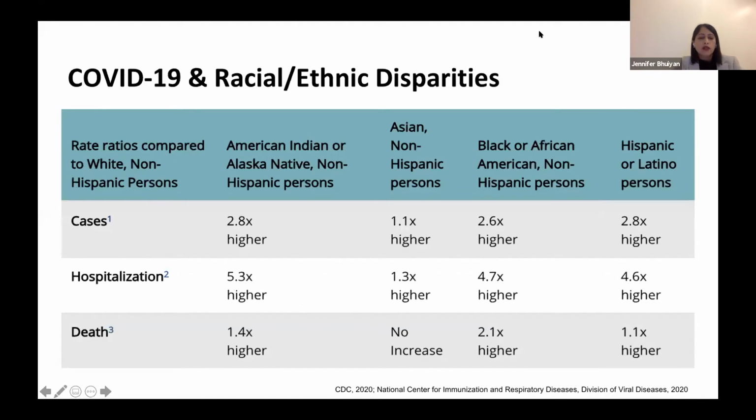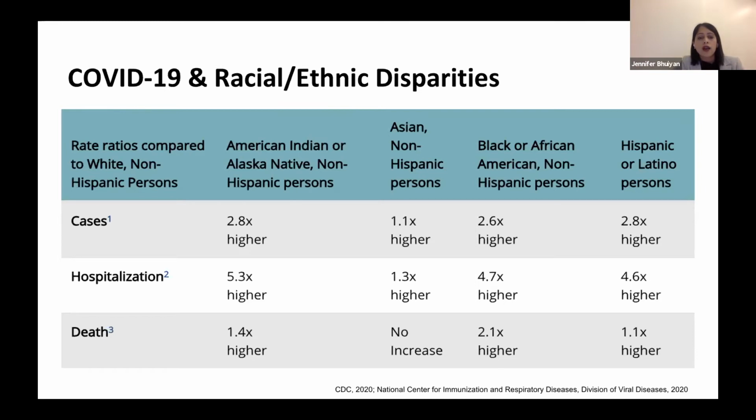And I want to take a few minutes to also talk about COVID-19. It has become increasingly evident that Black, Indigenous, and persons of color have had a disproportionate burden of disease when it comes to COVID-19. And this is data that was collected over the summer, actually. This data is from the end of July into early August.